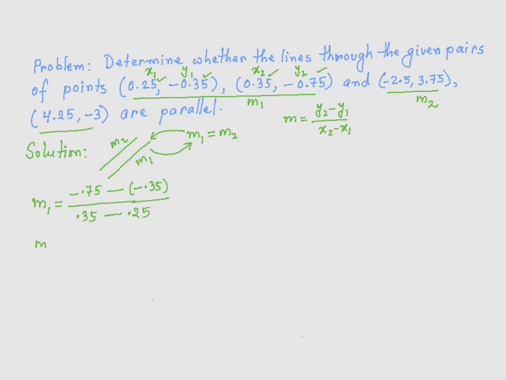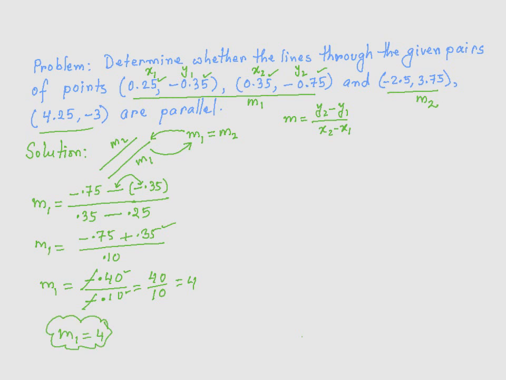If I simplify it further, I get the following: negative 0.75 plus 0.35. This negative and this negative are going to make it positive because we are multiplying. And 0.35 minus 0.25 is just 0.10. So m is equal to, on the numerator, negative 0.75 plus 0.35 is negative 0.40, divided by negative 0.10. Now this negative and negative is going to cancel. After the decimal we have two digits in both the numerator and the denominator, so we could just safely get rid of the decimal. That is 40 over 10, which is 4. So my m1 is equal to 4.